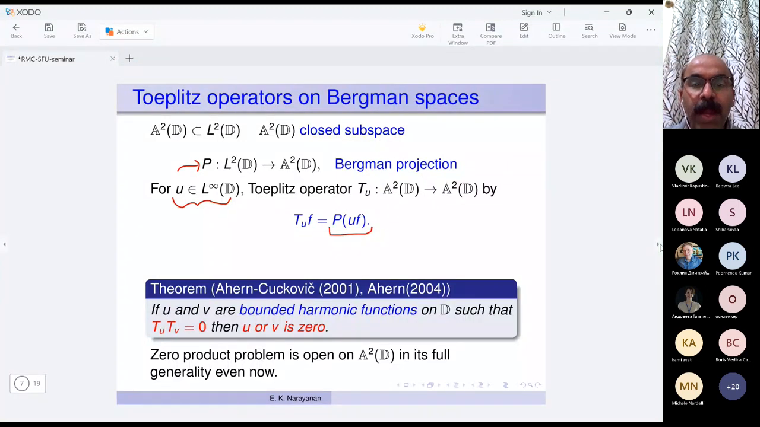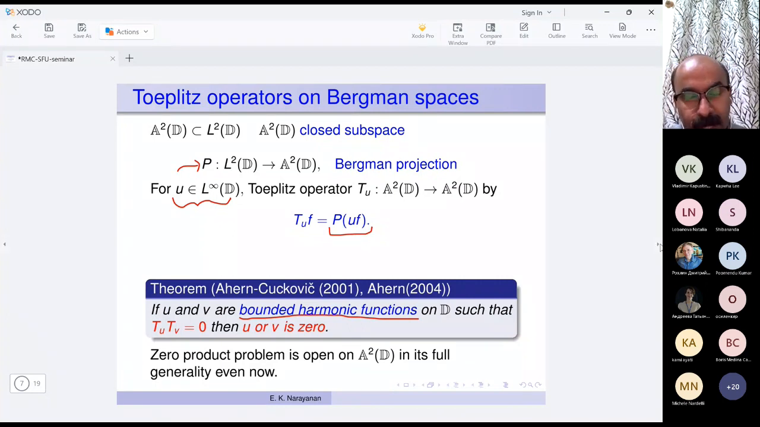So if U and V are bounded harmonic functions, so this is already a somewhat strong restriction, right? So you're not looking at arbitrary bounded functions. In the result by Brown and Halmos, U and V were just bounded functions. Okay. So here you look at bounded harmonic functions, then you have the zero product theorem. On D such that T_U T_V equal to 0, then either U or V should be 0. Okay, so you have the zero product theorem.